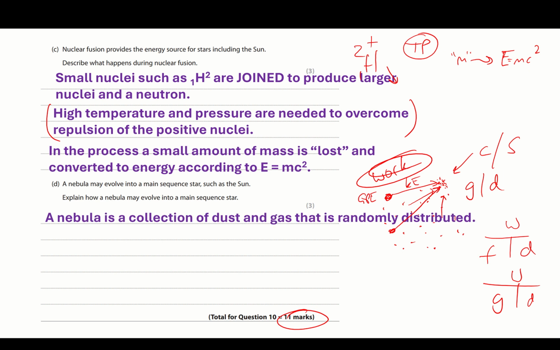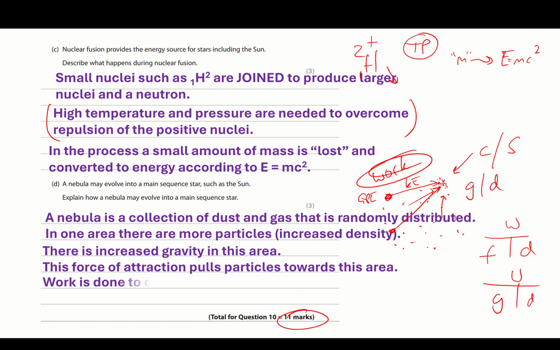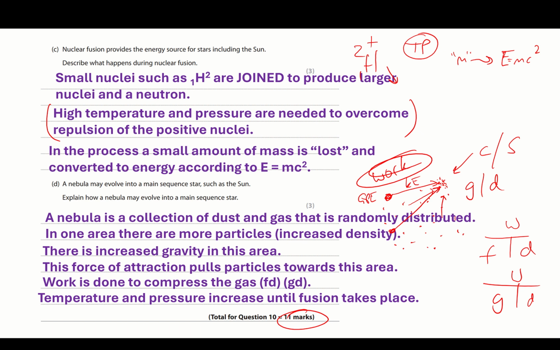Here we go then. A nebula is a collection of dust and gas that's randomly distributed. In one area, there are more particles, it's got more density. There is an increased gravity in this area, and you could add in there that this will form the centre of the solar system. This force of attraction pulls particles inwards towards this area. Work is done to compress the gas. That's the important thing. Work is done to compress the gas. And I've put in there force times distance, or gravity times distance. Temperature and pressure increase until fusion takes place. We start joining the nuclei from this collection of dust and gas because it's so hot. Done.